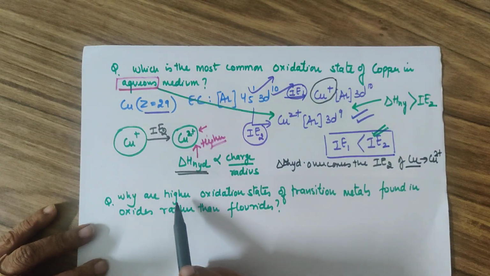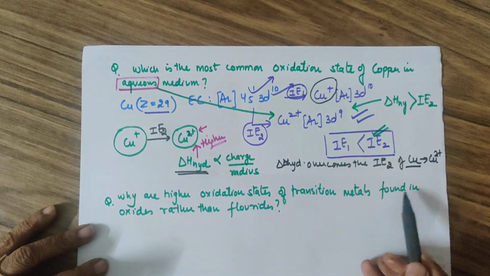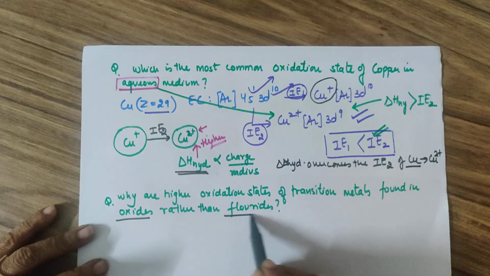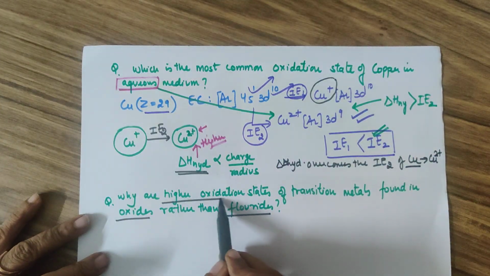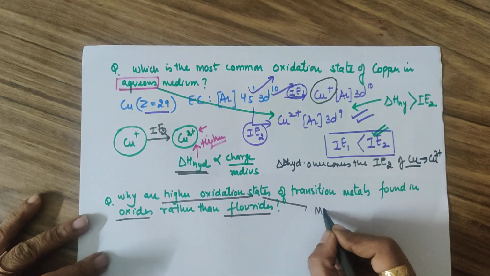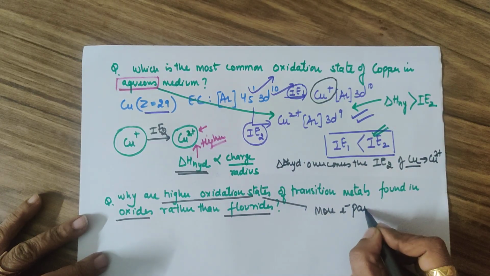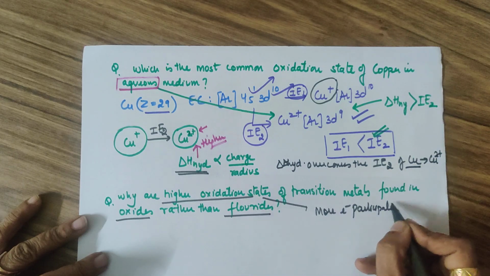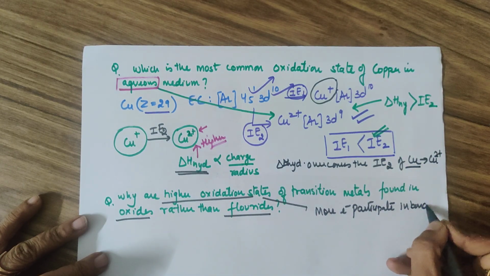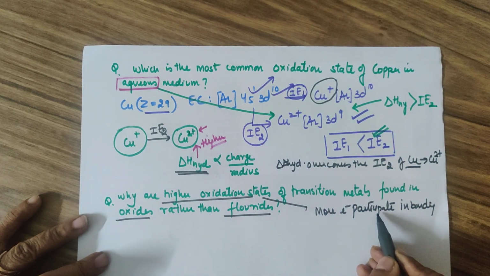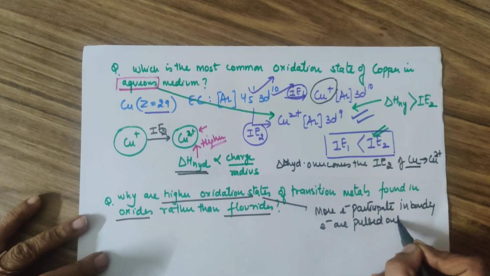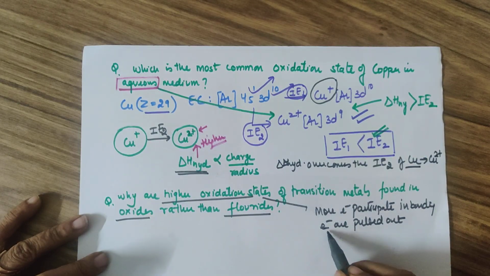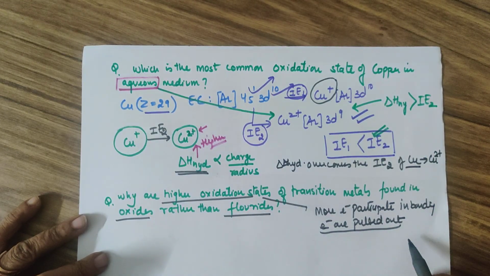Why are higher oxidation states of transition metals found in oxides rather than fluorides? That's a good question. Higher oxidation state means more electrons participate in bonding. For the electrons to participate, the electrons are pulled out to form a bond. To pull out the electron, you require an electronegative atom. So the electronegative atoms are oxygen and fluorine.